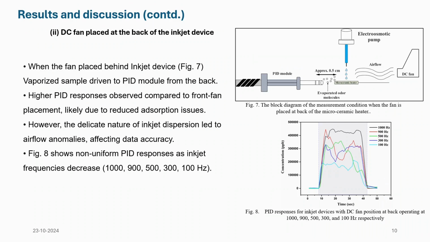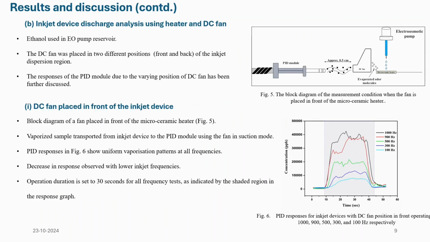Whereas when the DC fan was placed at the back, a higher frequency was observed, but in this case you can see there was a nonlinear trend in the PID output module, and the reason I will be discussing shortly. So in the previous case, as you can see, the evaporation of the odor molecules is directly sucked into the DC fan, which gives a proper estimation of the PID responses.